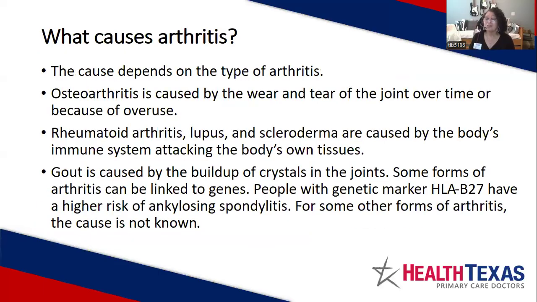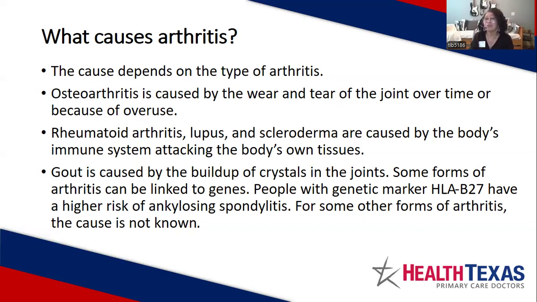So, when we talk about the causes of arthritis, the cause can be very dependent upon the type of arthritis. Osteoarthritis is caused by a wearing and tearing of the joints over time or because of overuse. Now, rheumatoid arthritis, lupus, and scleroderma are caused by the body's immune system's attack on the body tissue. Gout is caused by a buildup of crystals in the joints. Some of these crystals can cause that joint to erode, leaving the individual with the same type of inflammatory processes you see in other types of arthritis.